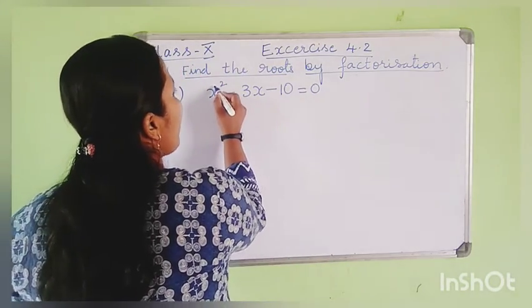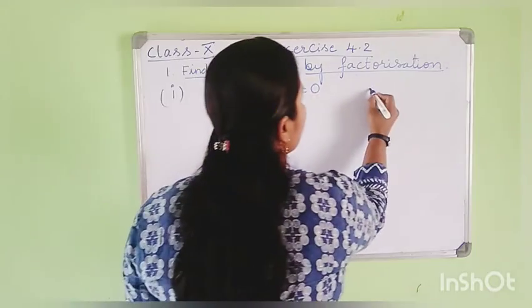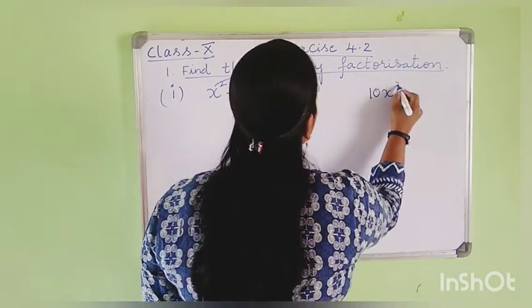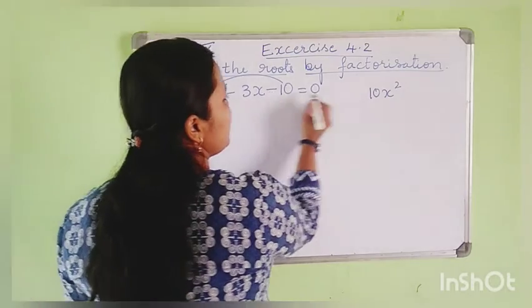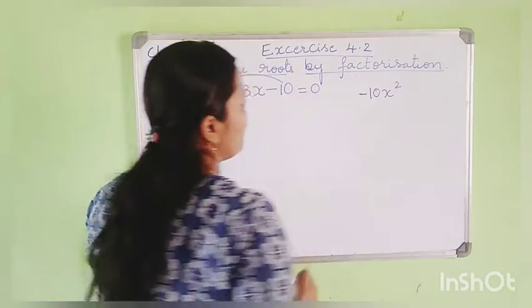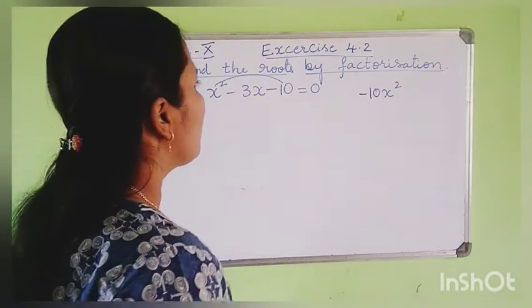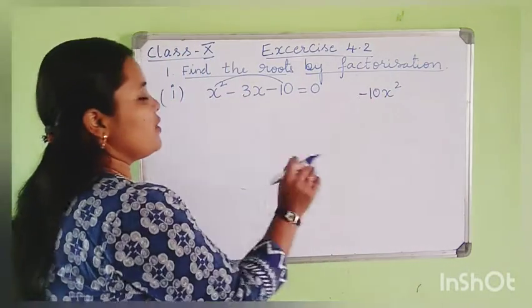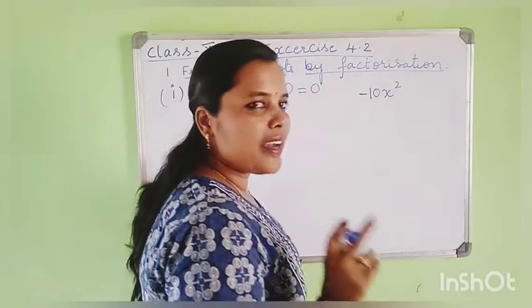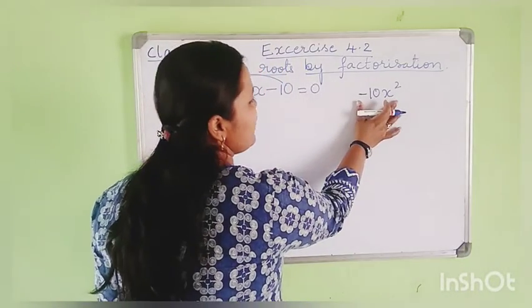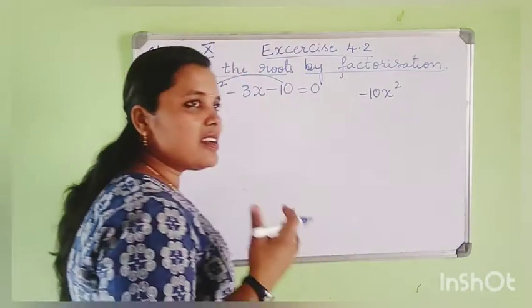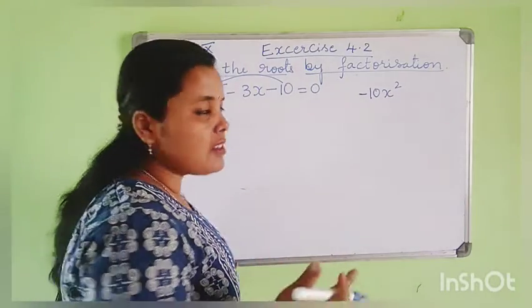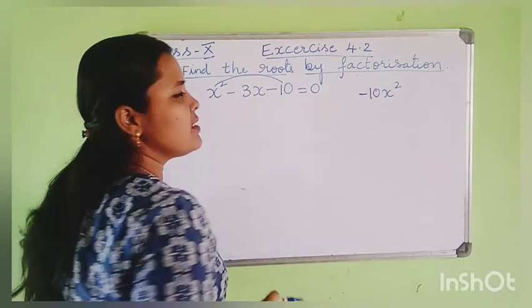Multiply x square with 10. You will get 10x square, right? That too minus 10, along with the sign you should multiply: minus 10x square. Now what you are going to do, you have to split this 10x square. If we multiply any two factors, you should get minus 10x square. If you add and subtract the same factors, you should get minus 3x.